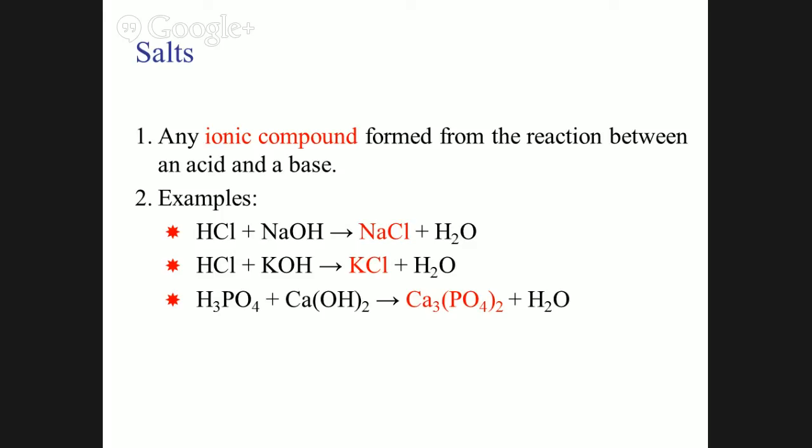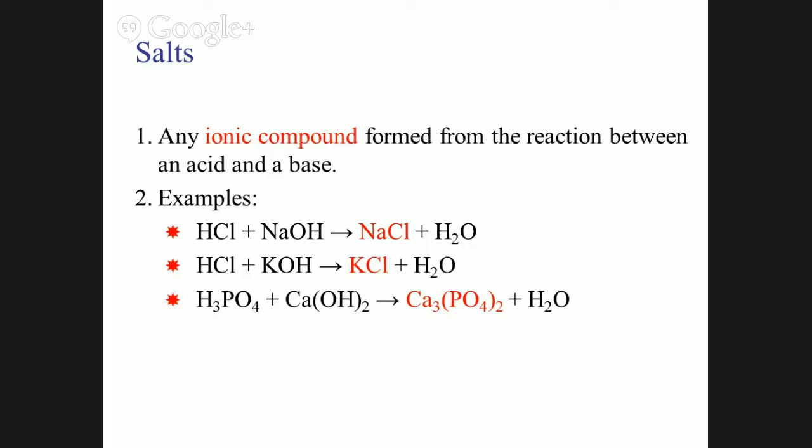Now, anytime we mix acids and bases together, we're going to make salts. A salt is any ionic compound. Remember, ionic compounds are metals and nonmetals joined together due to their electrostatic attraction. Positive and negative ions, opposites attract. Anytime these are formed from the reaction between an acid and a base. And here are some examples.